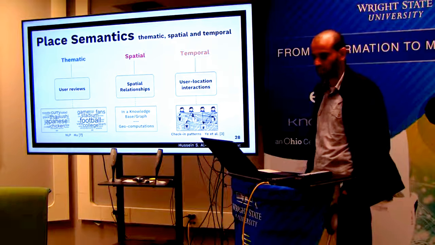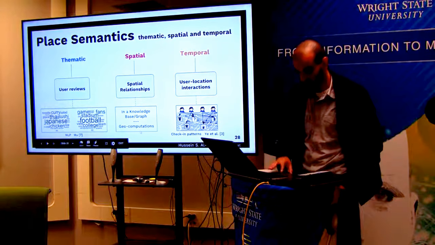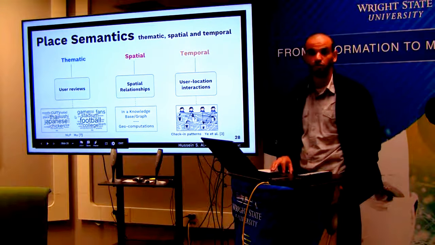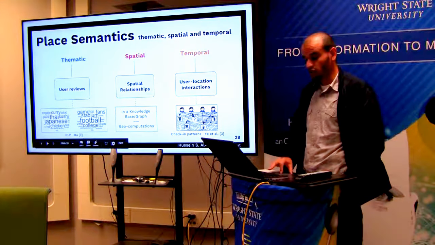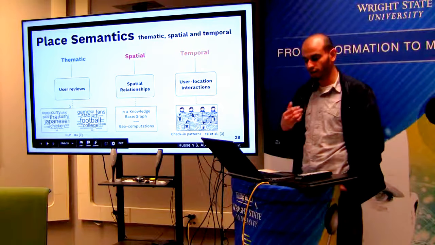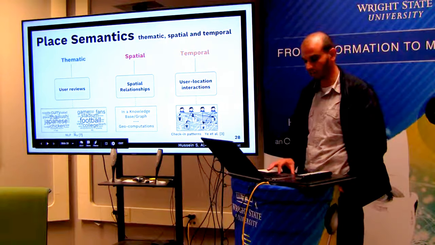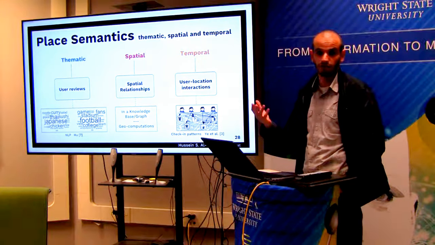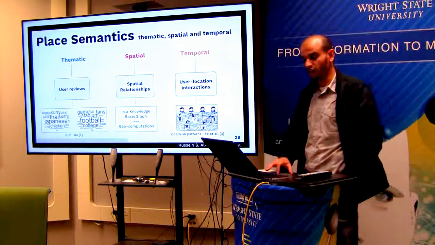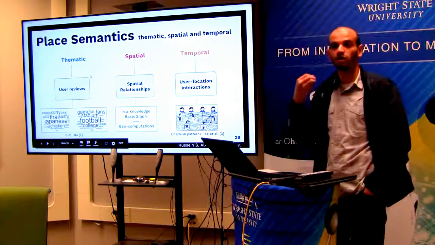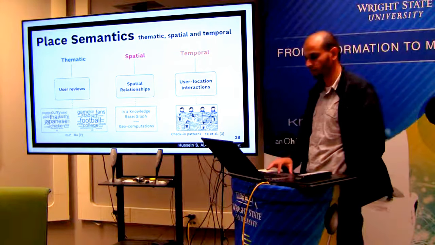Thematic, which means, for example, user reviews. You can see here that there are two different clouds based on the reviews of locations, of restaurants, right? Locations, actually, not restaurants. So if you just look at the word clouds, you will know that A is a restaurant and B is a football field, just by looking at the word cloud and frequencies. And that's the theme of that location. This is what the place semantics means, this is what it represents in real life, right?